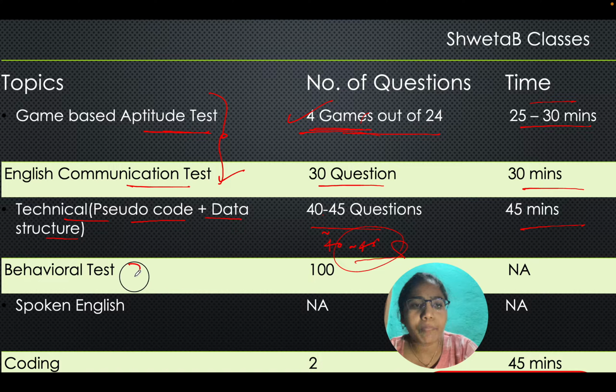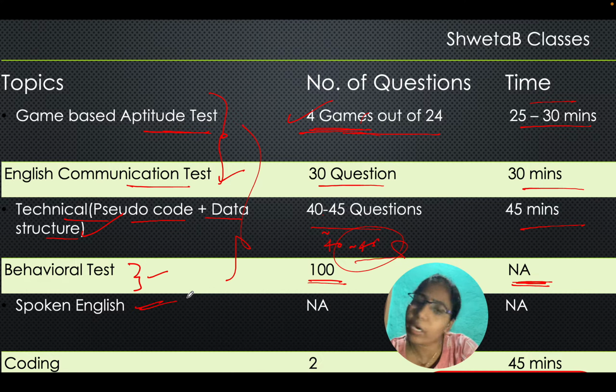And once you clear the technical test, then you will be writing a behavioral test. For this, a total of 100 questions will be given, but the time is not yet decided and not yet given. So I have not mentioned any time over here. And the next thing, once you clear all these 4 rounds, then you will be entering a spoken English round. And for this also, the number of questions and total minutes have not been allotted, so that's why I have not mentioned both of them.